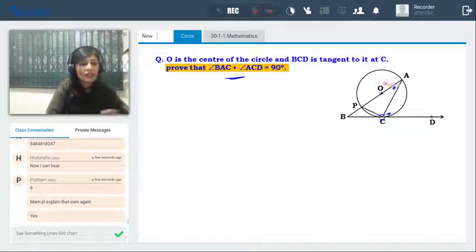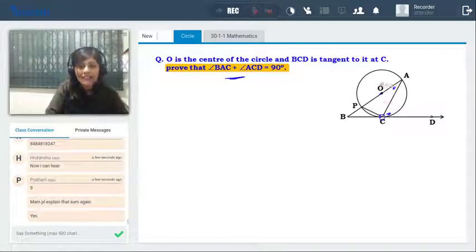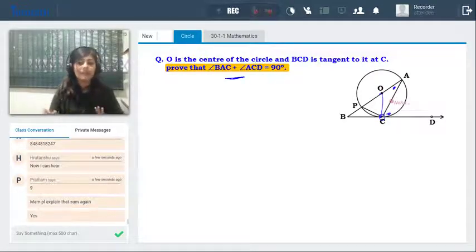Whenever we have the center of a circle and a point of contact, always make sure you join the center and the point of contact. Before you do anything else, always join the center and the point of contact. So I'm going to join OC. Yes, this is a trick. You will always do this, irrespective of what the sum talks about.